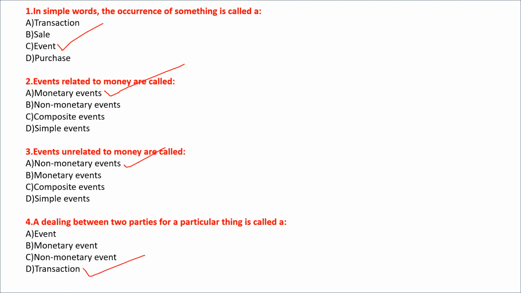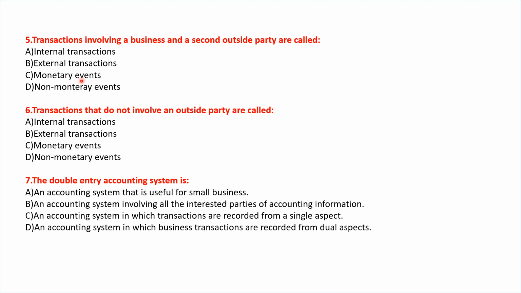Okay, let's see the next question, transactions involving a business and a second outside party are called, options are internal transaction, external transactions, monetary events and non-monetary events. So the right answer will be option B, external transactions. Okay, next question is, transactions that do not involve an outside party are called internal transactions, external transactions, monetary events and non-monetary events. So the right answer will be option A, internal transactions.